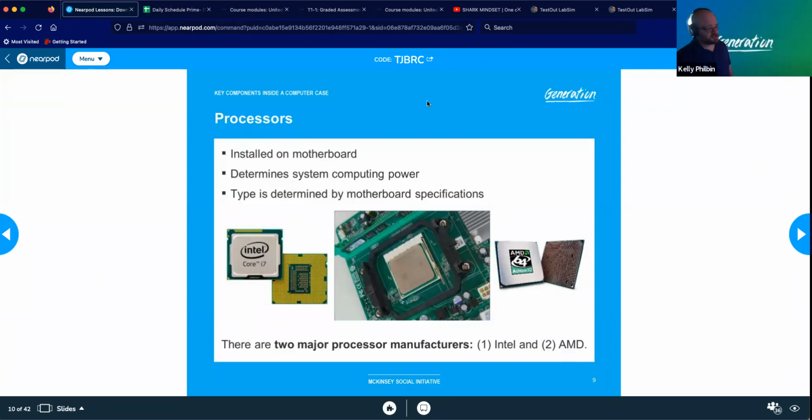And again, these are essentially like the brain of the computer. Most of the computational power that your computer has resides within these chipsets.